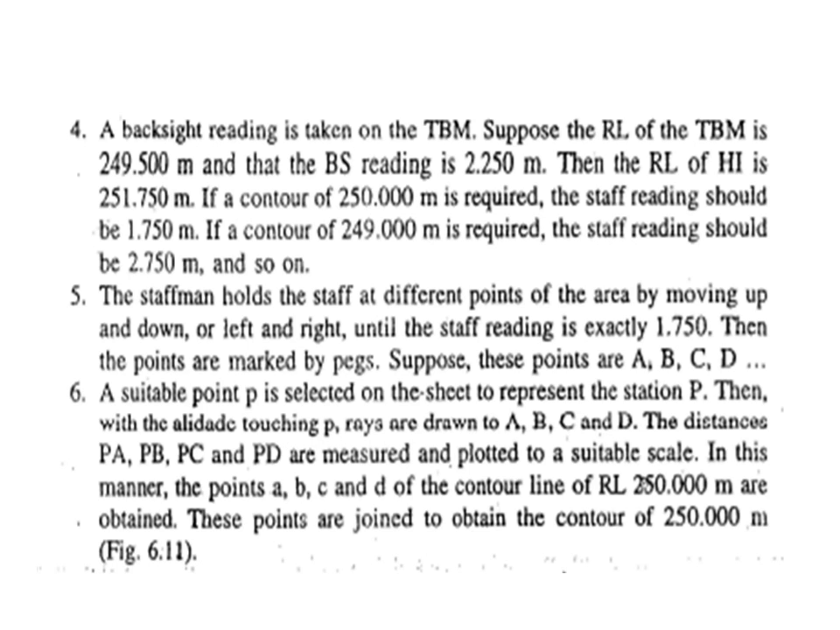Suppose these points are A, B, C, D. Then a suitable point P is selected on the sheet to represent the station P. Then with the alidade touching P, rays are drawn to A, B, C and D. The distances PA, PB, PC, PD are measured and plotted to a suitable scale. In this manner, the points a, b, c and d of the contour line of RL 250 meter are obtained. These points are joined to obtain the contour of 250 meter as shown in the figure.